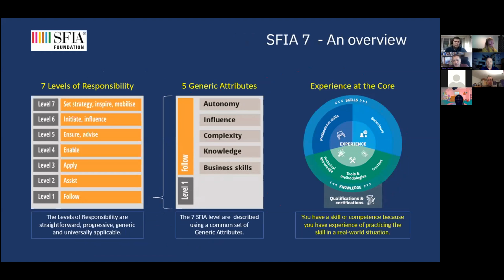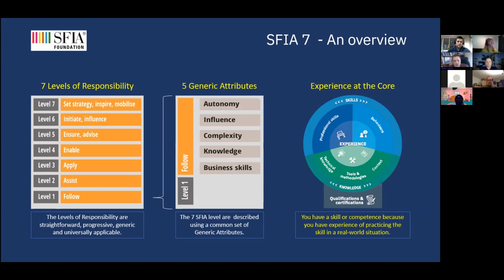And those levels are all described using these 5 attributes. So what level of autonomy you have in your role, what level of influence you have, what level of complexity do you deal with, what do you work with in terms of knowledge, in terms of the complexity and your responsibilities around knowledge, and then a general catch-all around business skills, which includes things like communication or collaboration, general things that you'd expect to see.